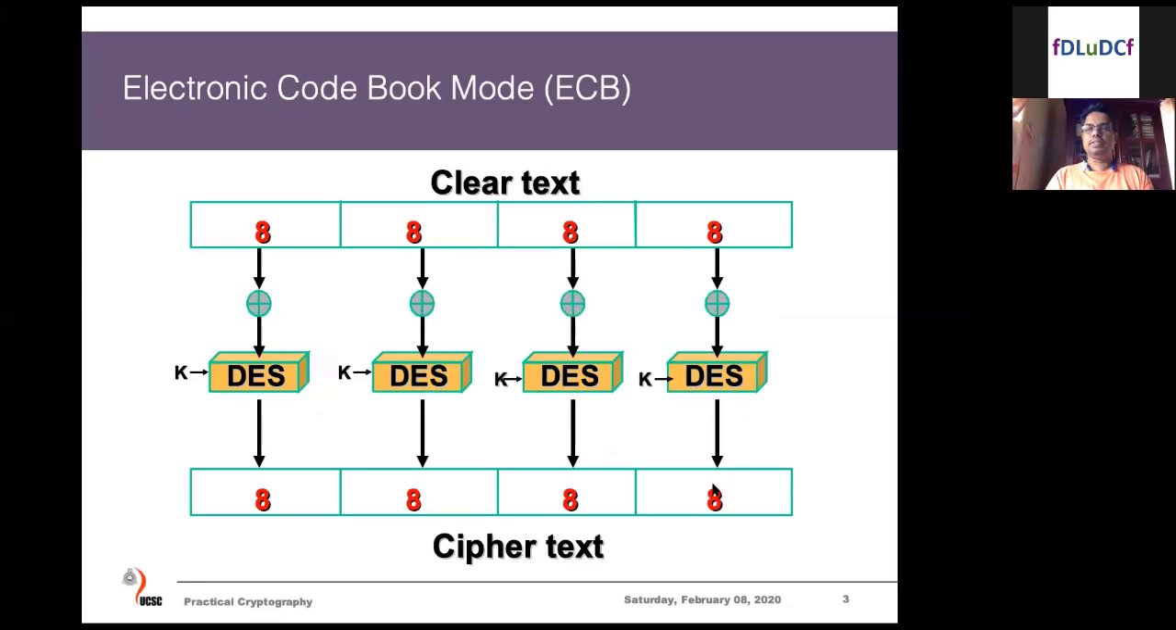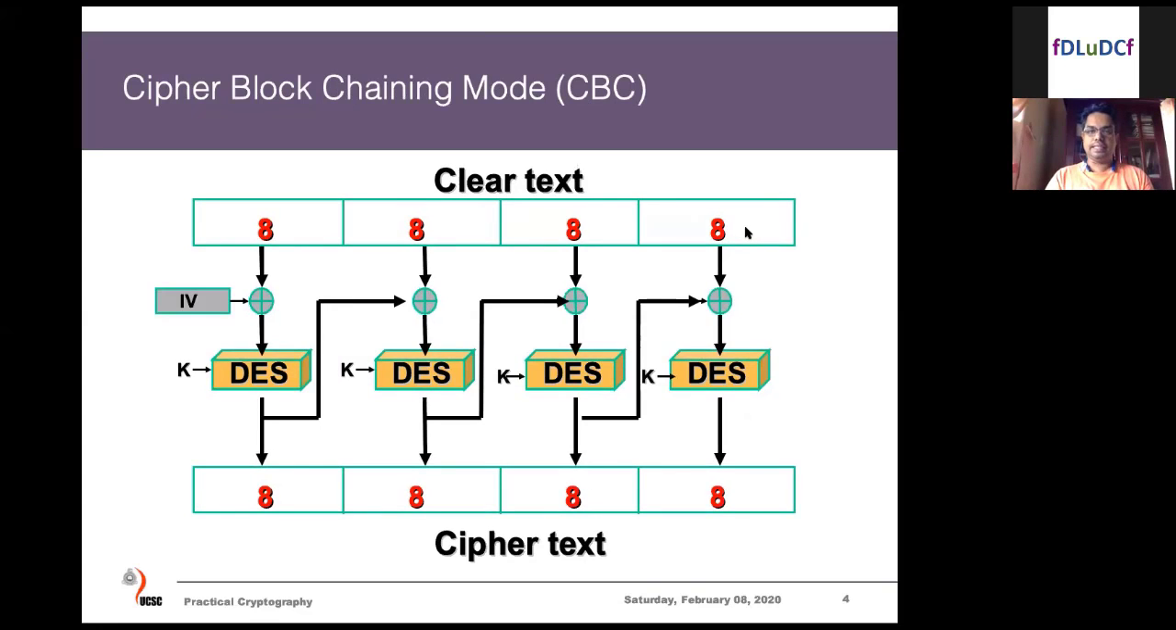Let me remind you of the modes which we discussed. The simplest mode is called electronic codebook mode. There we divide our message into the block size and then individually encrypt those blocks with the symmetric security key. In this mode, maybe in the last block you need to pad. That means if you don't have an exact message size, we have to pad this data.